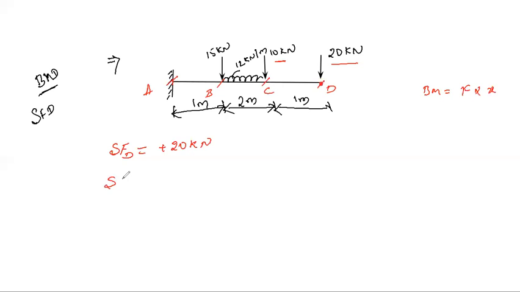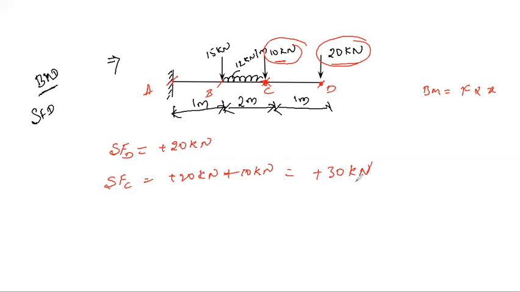Similarly, at point C, now tell me, what is the shear force? The summation of vertical forces acting to the right of this: we have positive 20 kilonewton and positive 10 kilonewton. So it should be positive 30 kilonewton. Now you need to tell what is the shear force at point B.